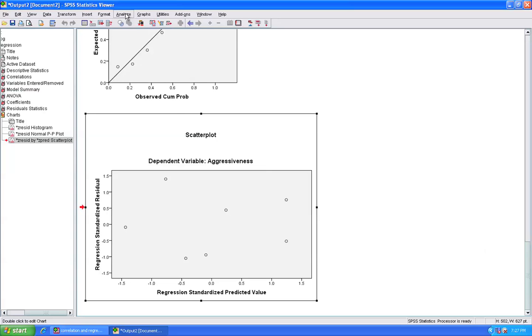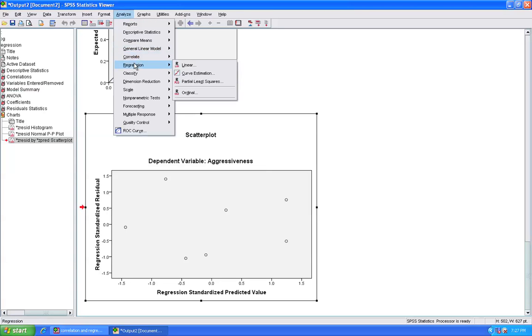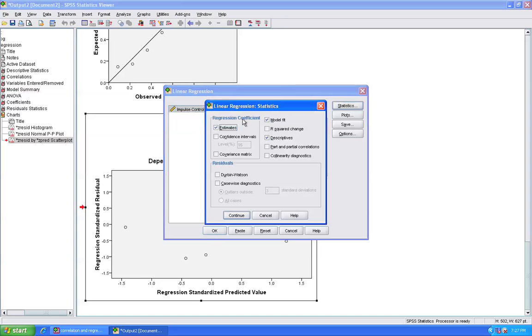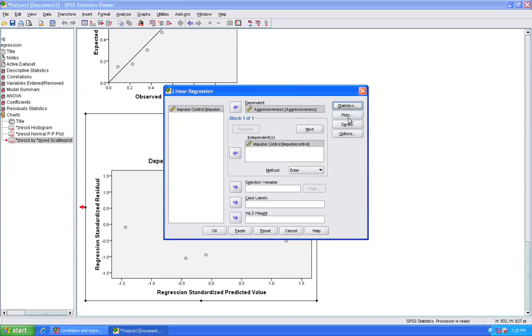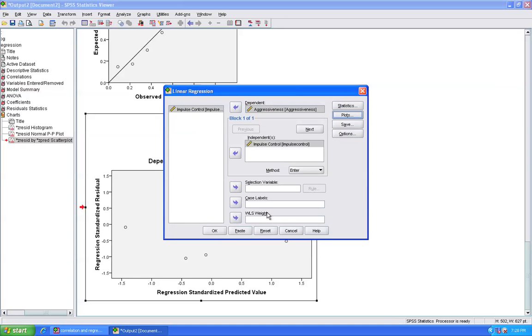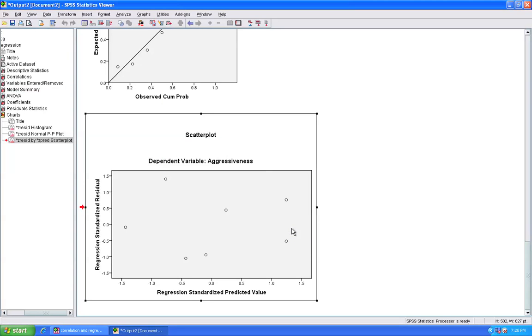Again, in order to generate the regression output, we used Analyze, Regression, Linear. We plugged in the dependent and the independent variable. Under Statistics, we asked for estimates, model fit, and descriptives. Under Plots, we got a plot of the standardized residuals versus the standardized predicted values, denoted z-resid and z-pred. We got a histogram and a normal probability plot of the residuals. And that is the information that we use to generate the output for a simple linear regression.